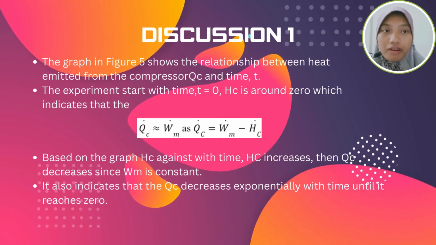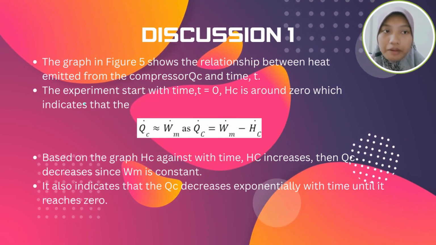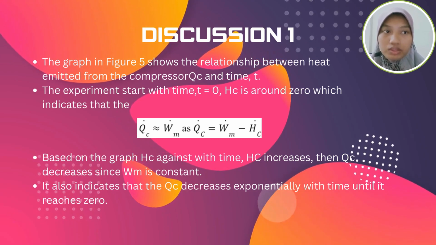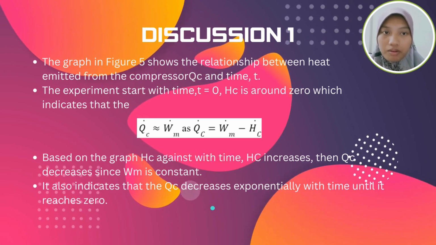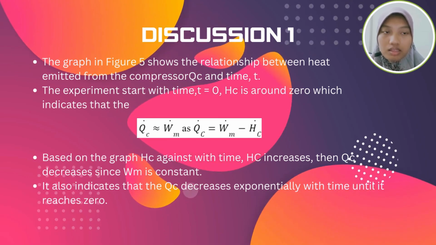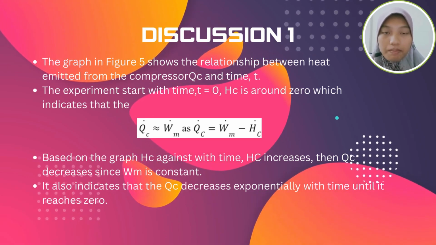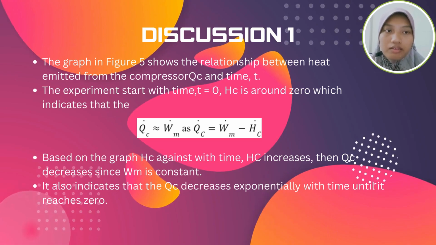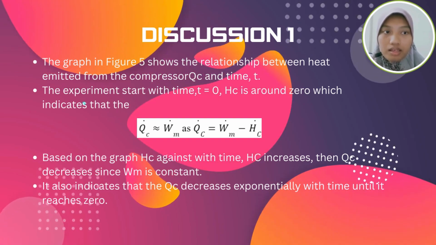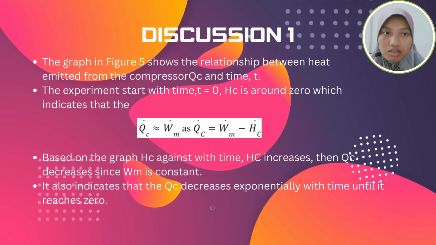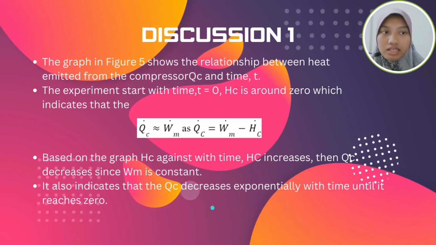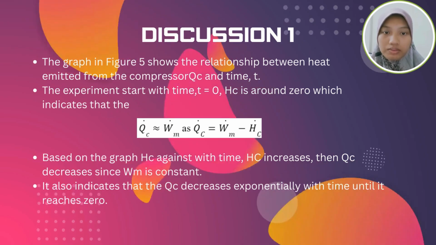The graph in Figure 5 shows the relationship between heat emitted from the compressor, Qc, and time. The experiment starts at time 0, which means Hc is around 0, which indicates that the heat emitted from the compressor is almost equal to the power out of the motor, as the heat emitted from the compressor is equal to the power out of the motor minus the heat added to the air by the compressor. Based on the graph of Hc against time, as Hc increases, Qc decreases since the power of the motor Wm is constant. It also indicates that Qc decreases exponentially with time until it reaches 0.